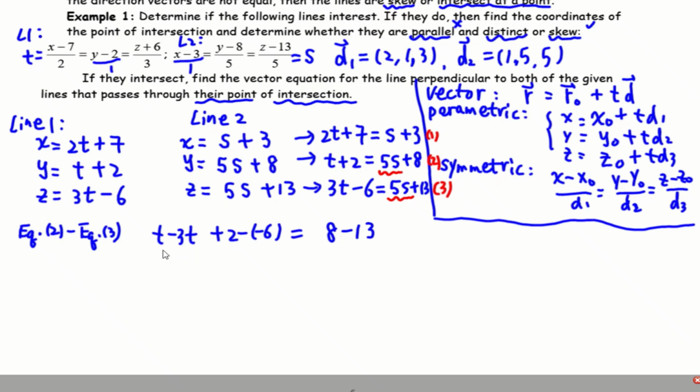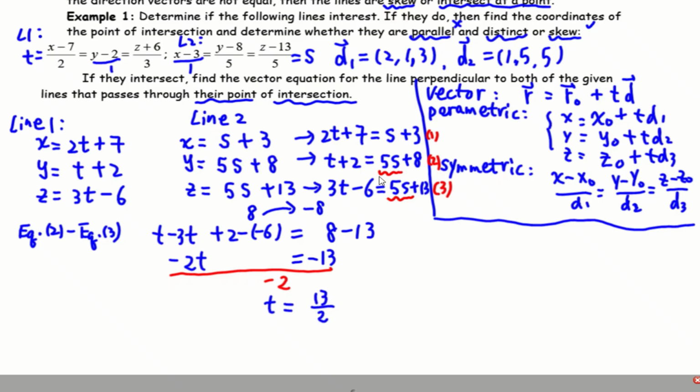Then collect the like terms. t minus 3t is negative 2t. 2 minus negative 6 gives us 8. Then we move the 8 to the other side. It will give us 8 minus 8, 0 minus negative 13. Then we move the negative 2 to the other side in order to solve for t. So we have t equals 13 over 2.